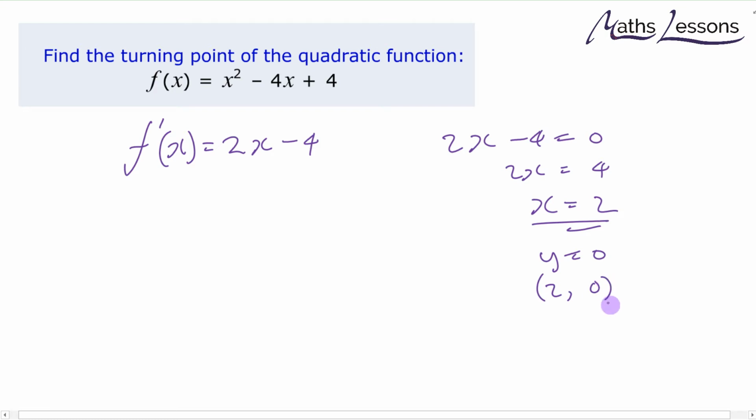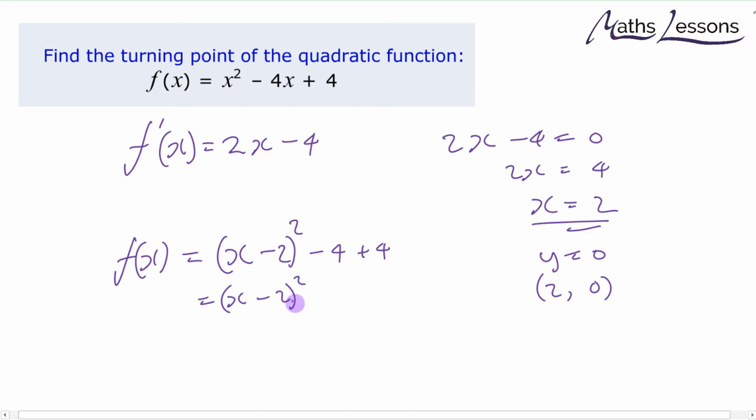Now another way we can find the turning point, if you can't differentiate and you've forgotten how to do that, is to complete the square. So if we've got f of x equals, if we complete the square, we halve this value to get minus 2, square it. And then a quick way, rather than just multiplying it all out, you always take away that value squared, so that's minus 4, and then add that number on the end, you get the completed square format. And in fact, it's a perfect square.